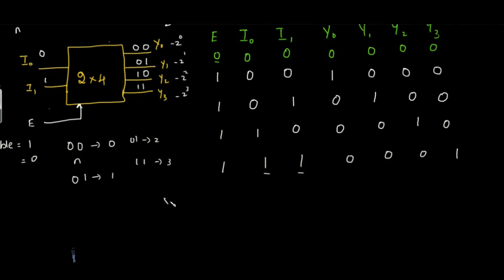So the first equation will be for y naught. If you want y naught, what will be the value for input? Both inputs are 0, so both have the complements: I naught bar and I1 bar. What about y1? y1 has I naught bar and I1, and y2 has I naught and I1 bar. And what about y3? Y3 has I naught and I1, right? So using I naught and I1 and using 4 gates, we can design a 2 cross 4 decoder, right? Let's see how we can do this.